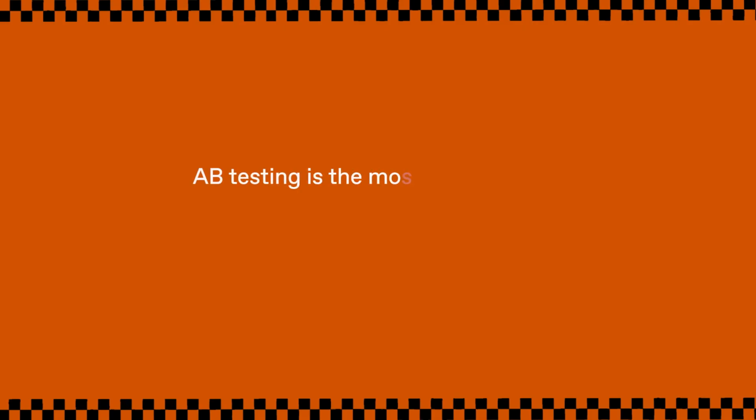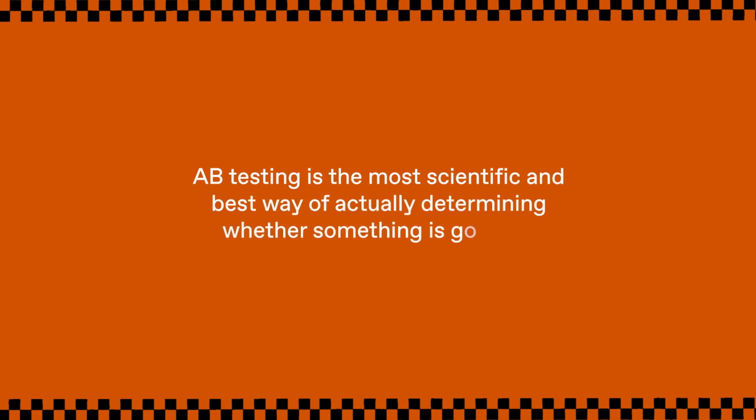A/B testing is really a great way to solve for that because it's going to let you split the traffic 50-50 during the same duration of time, and so you don't have to worry about some of those external factors influencing one set of the experiment and not the other. A/B testing is the most scientific and best way of actually determining whether something is going to perform well and work in your campaign.